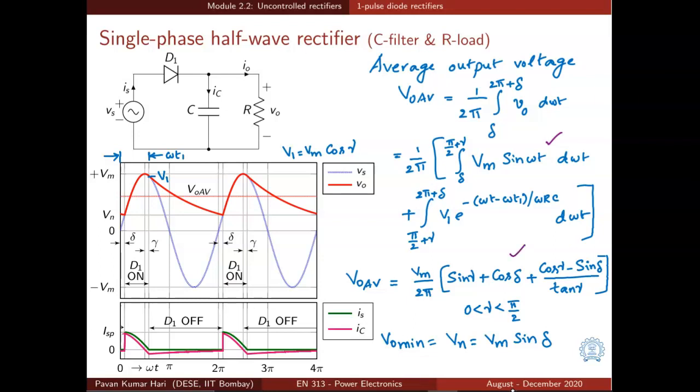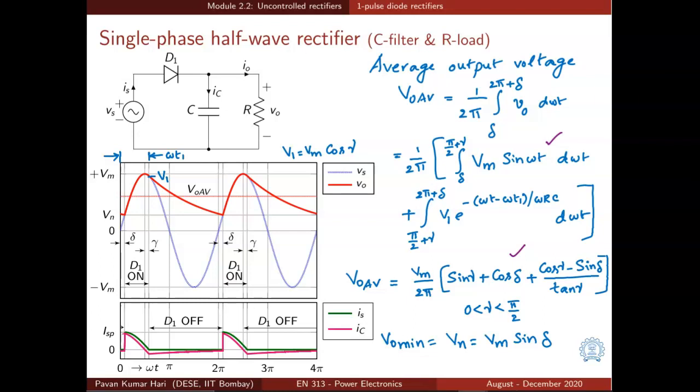So the average output voltage can be expressed in terms of gamma and delta as Vm by 2 pi into (sin gamma plus cos delta plus (cos gamma minus sin delta) by tan gamma), and gamma is greater than 0 and gamma can be pi by 2 at maximum, because once gamma becomes pi by 2, that means we have already reached 0. The voltage cannot fall any lower.